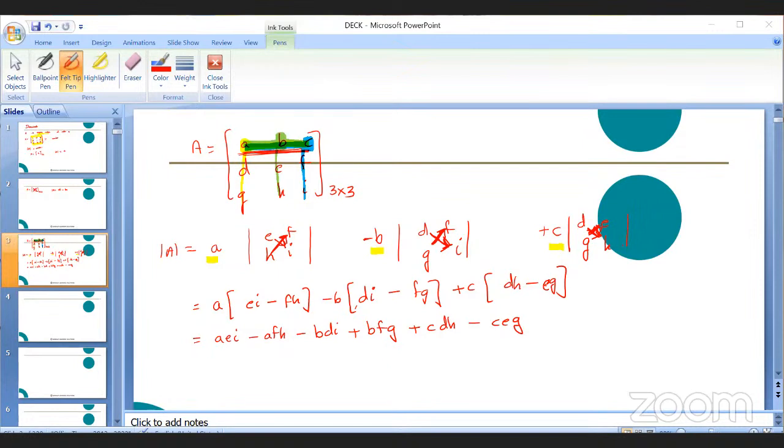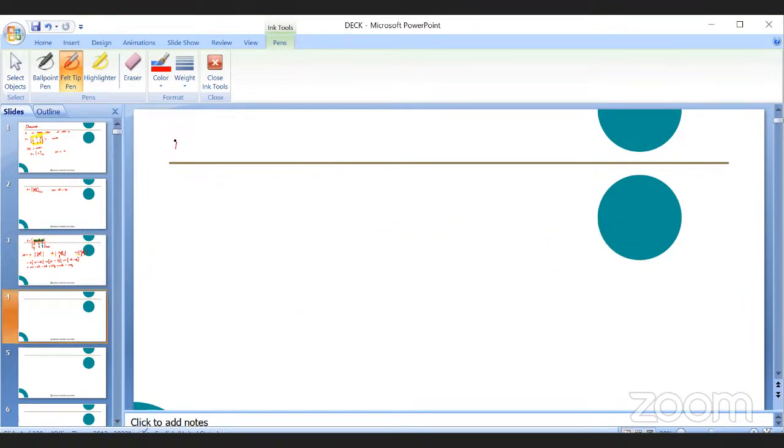As I told you, there is another easy method. If you understand this method, that is okay. Those who did not understand, I'll tell you another method. A, B, C, D, E, F, G, H, I. You have to find the determinant of A. So what we will write is the first two columns again outside: A, B, D, E, G, H. Just repeat the first two columns.